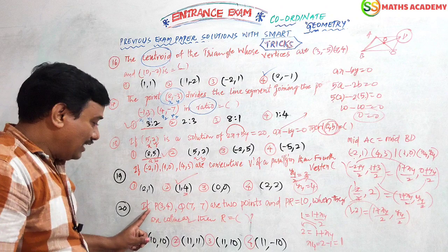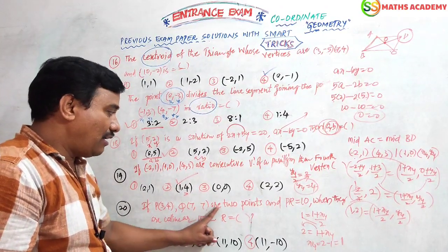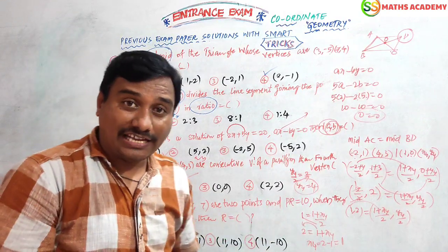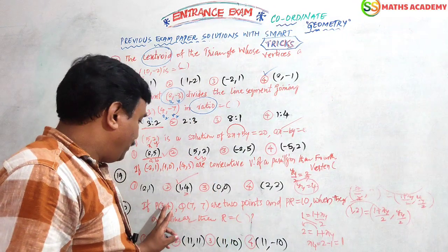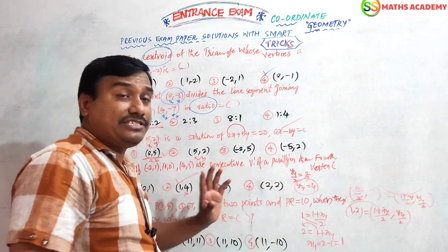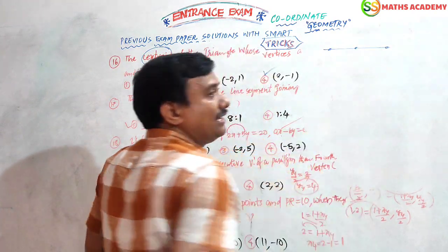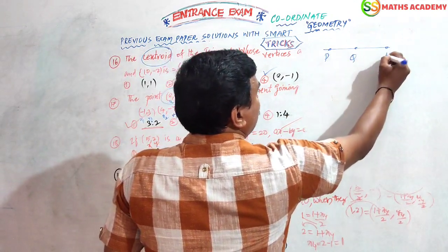If P(3, 4), Q(7, 7) are 2 points and PR is given, when they are collinear, then R equals dash. Very beautiful and interesting question. Let us see. P given, Q given. When the 2 points are collinear, collinear means 3 points lie in a single straight line. This is P, this is Q, this is R.